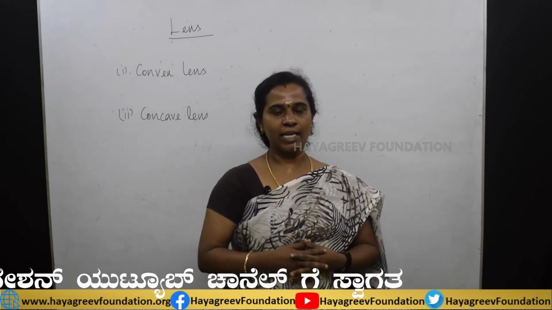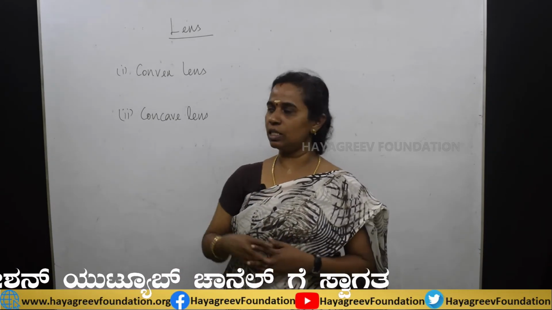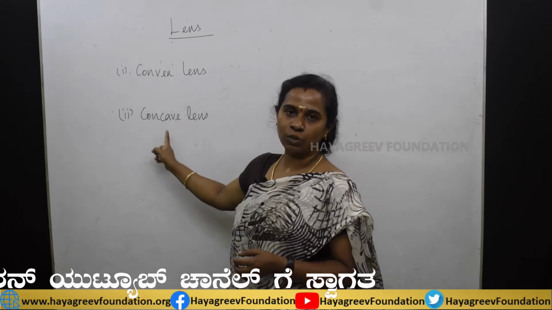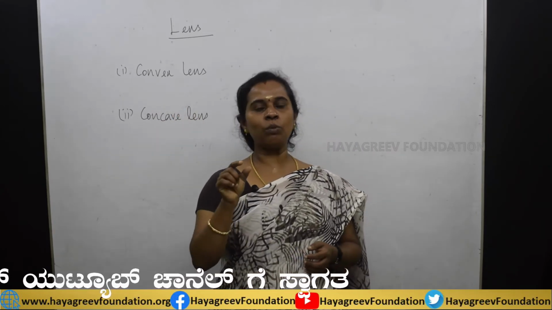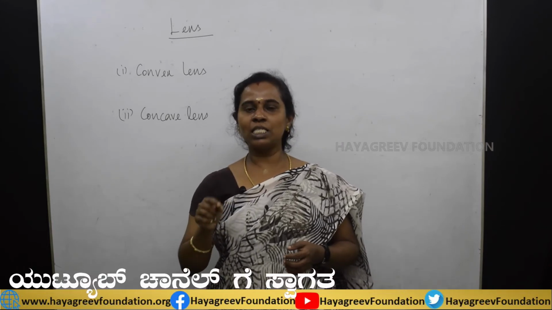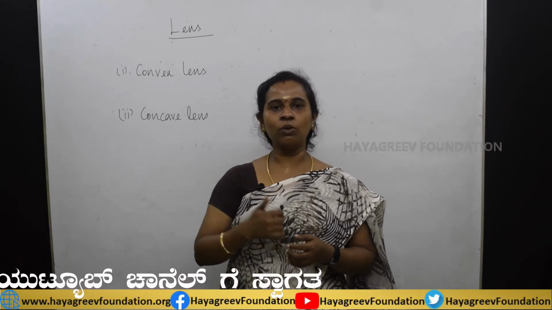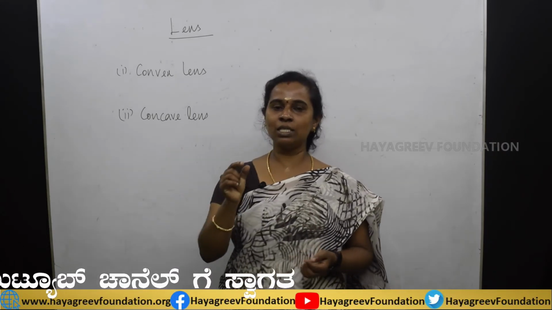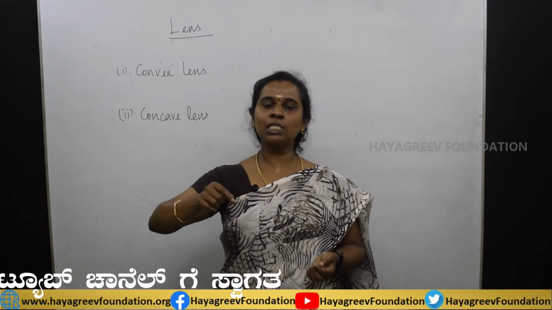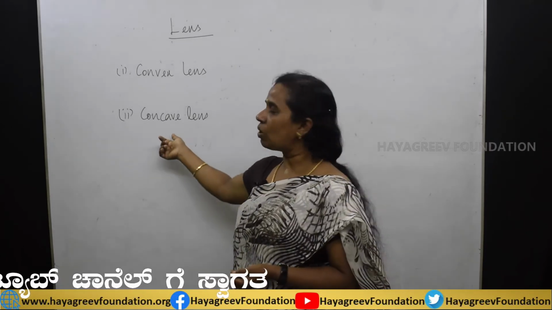That is called a lens. There are two kinds of lens. The first one is the convex lens, and the other one is the concave lens. In a convex lens, the center of the lens becomes thicker and the edges become thinner. That is called a convex lens. We need to say the same opposite for a concave lens. The middle is thin and the edges are thicker. That is called a concave lens.